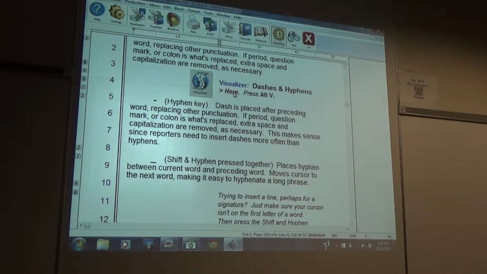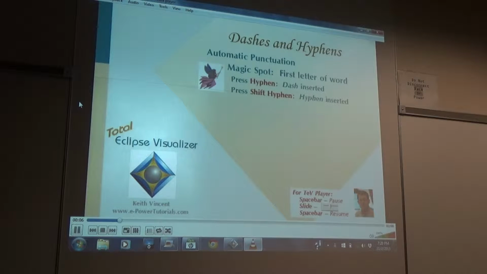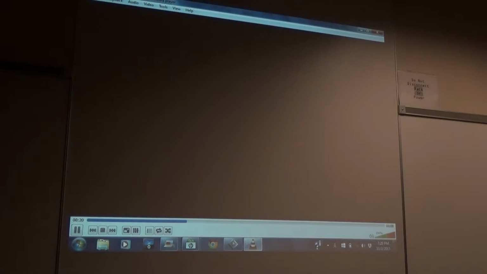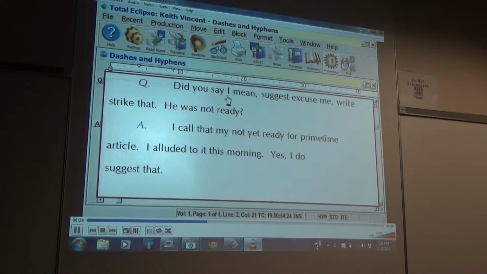Dashes and hyphens. The first letter of a word is a magic spot where Eclipse anticipates your needs, like the need to throw in a dash. So when you need a fast dash, just press the hyphen key, and on the less frequent occasions when you do need a hyphen, just press the shift and hyphen keys together. I need dashes where you see the blue arrows. So I'll place my cursor on the beginning of this word and press the hyphen, and then move over, hyphen.